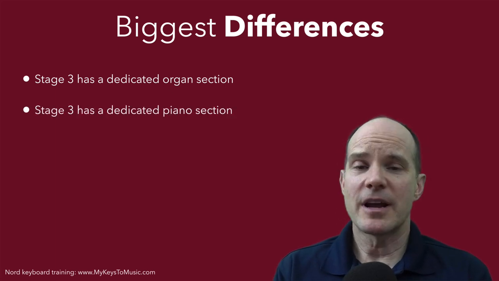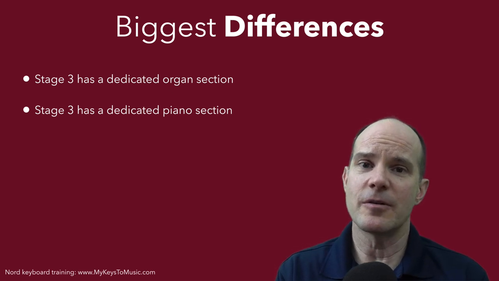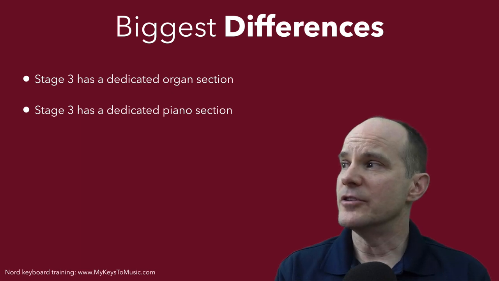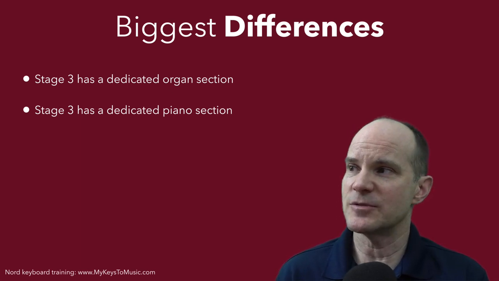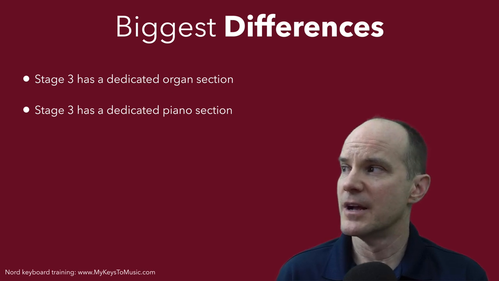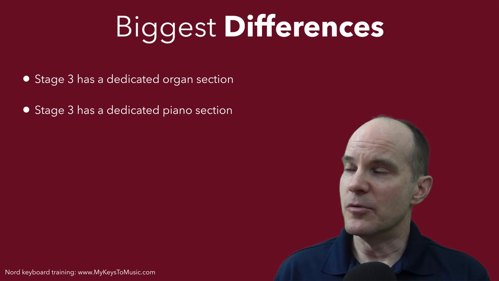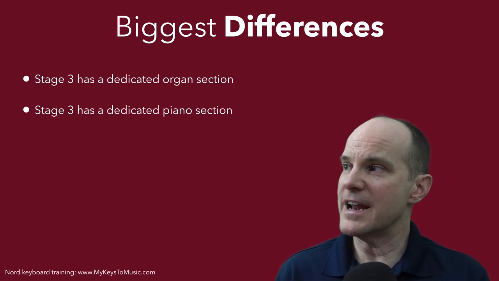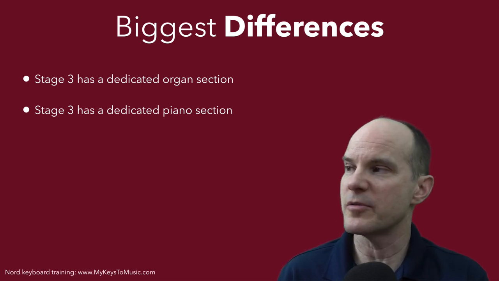The Stage 3 also has a dedicated piano section. Again, if you're a piano enthusiast and piano is the primary sound you're looking for out of one of these keyboards, then you really ought to stick with the Stage 3. That's where the piano is going to sound its best. That's where there's a dedicated section for piano. And those are some of the biggest differences. And right there, you might just stop this video right now and decide, I've already made my decision. I have to get a Stage 3 because I need piano, organ, or both.